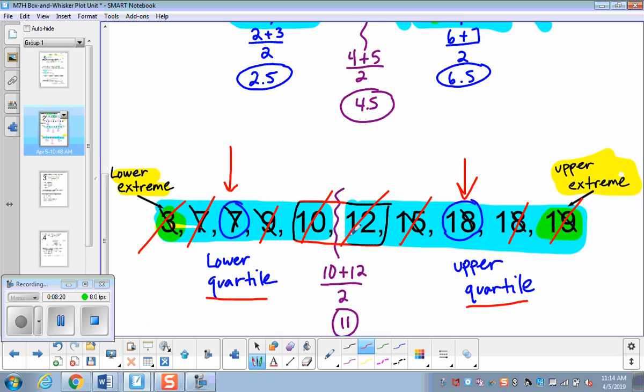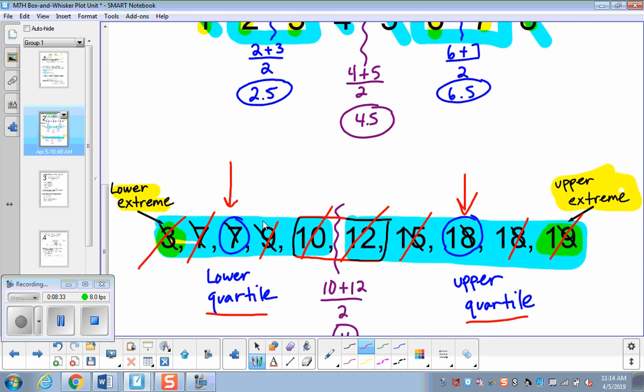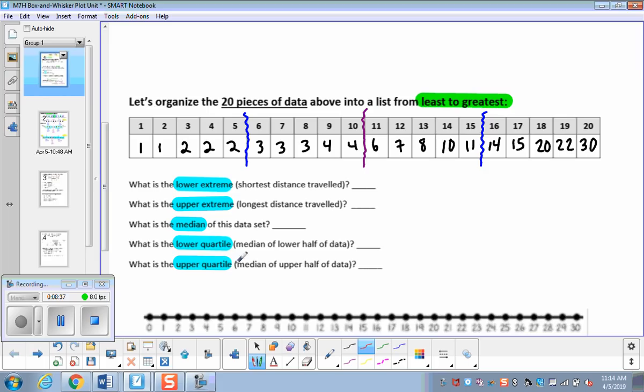So this slide was meant to review how to find the median and then the two quartiles. And sometimes when you split the data, there is a number all by itself in the middle. Other times you need to find the average. Okay? Now let's go back to our example and let's find the 5 numbers that we need to be able to draw the box and whisker plot. And then I'm going to show you guys how to draw the box and whisker plot.